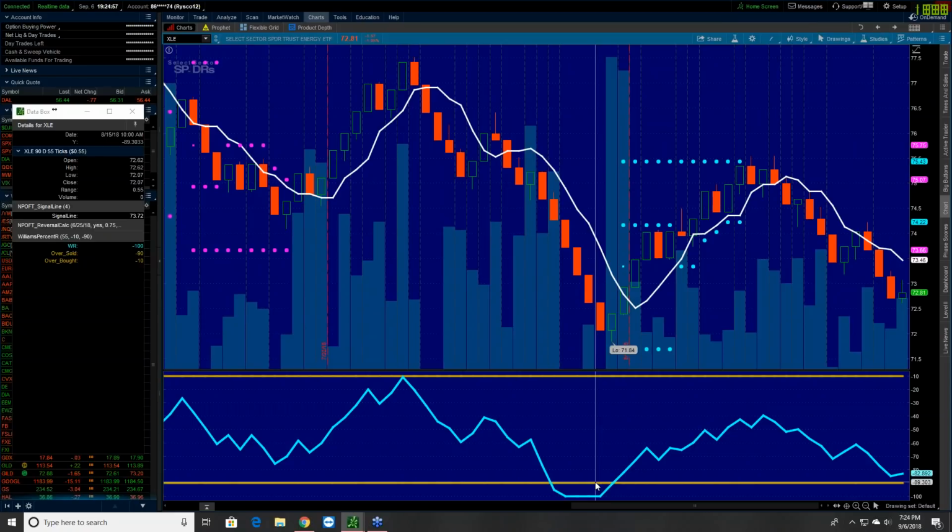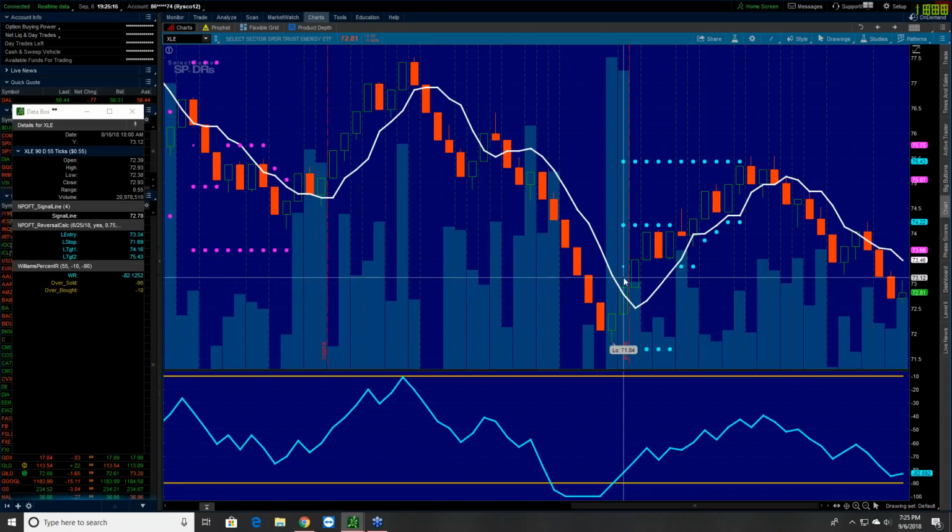On its own, that is not enough for a setup because I know oversold can stay oversold longer than any of us expect. So I have to wait for confirmation, and just like we talked about earlier, that's where our signal line comes into play. That's that white line on the chart. I need at least one candle to close above that signal line, which happened here back on August 16th. And the very next day, we triggered in on the long side. So my entry point was at 73.34. We triggered in the next day.